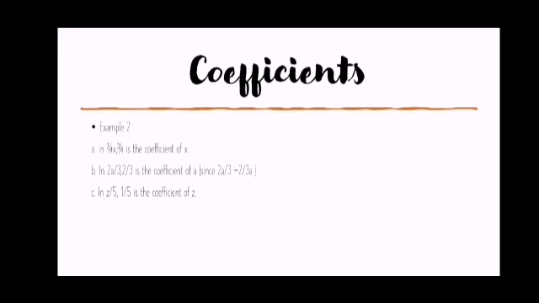So, coefficient example 2. A: in 3/4x, 3/4 is the coefficient of x. B: in 2a/3, which is also 2/3a, 2/3 is the coefficient of a, since 2a divided by 3 is the same thing as 2/3a. C: in z/5, because 1 is at the front of the z, 1/5 is the coefficient of z.